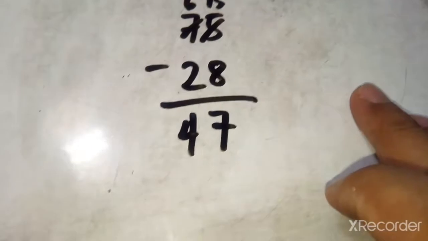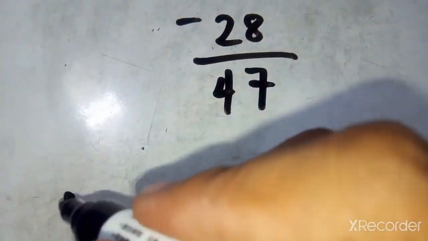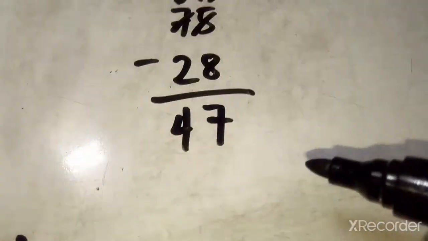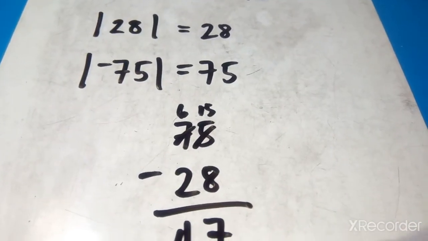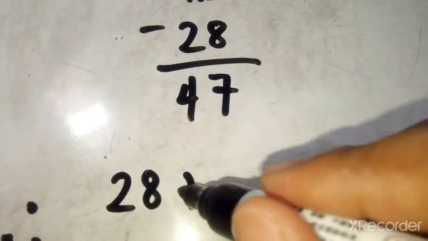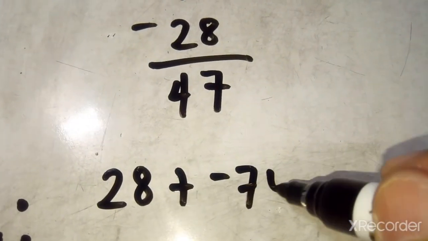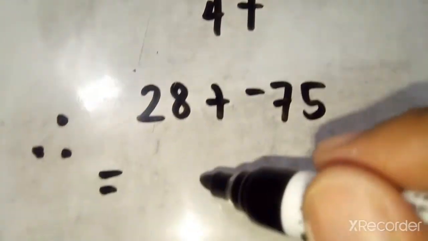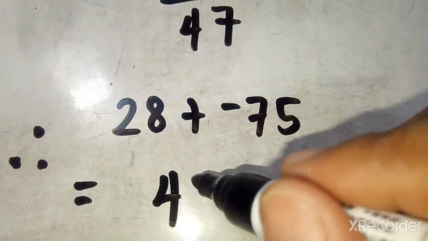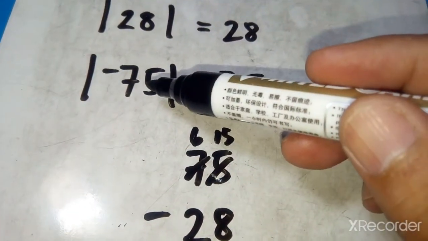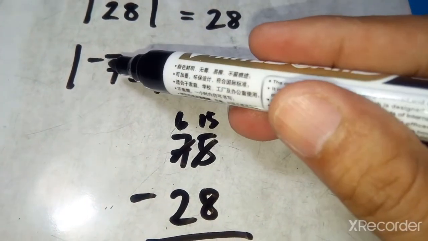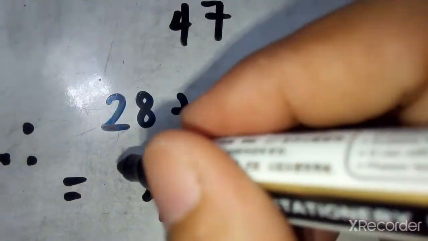So therefore our conclusion will be 28 plus negative 75 equals 47. The sign of 47 will be the sign of the integer with the greater absolute value, that's negative. Okay, so it's negative.